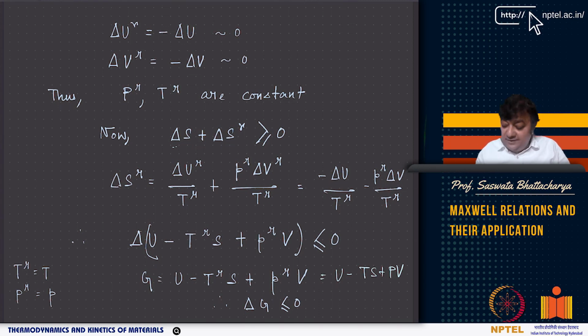And here what we are telling is delta G, that is not an infinitesimal but a macroscopic change, delta G has to be either equal to 0 or less than 0.